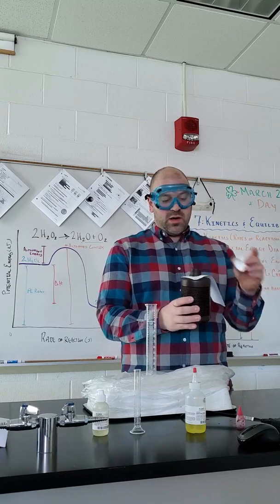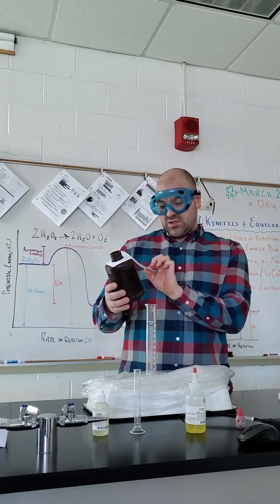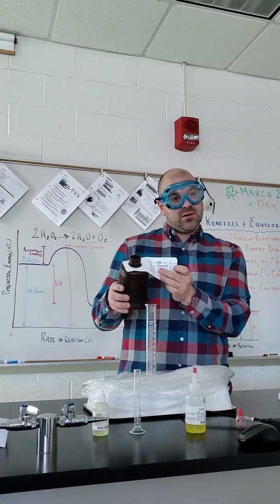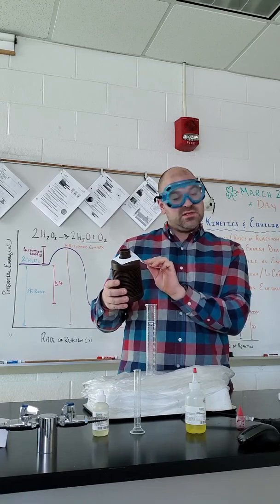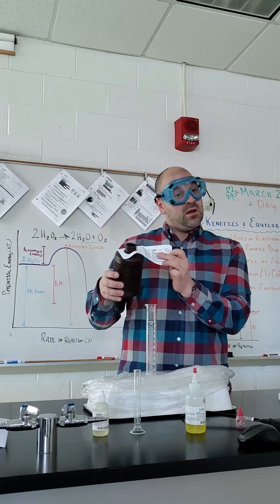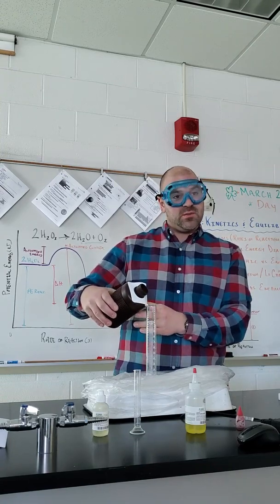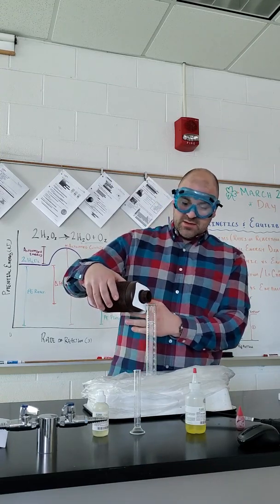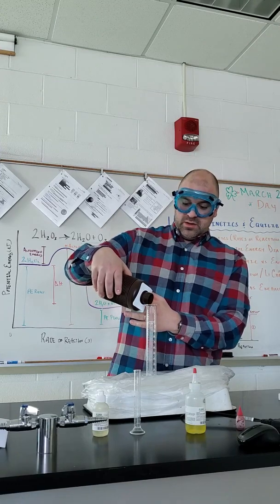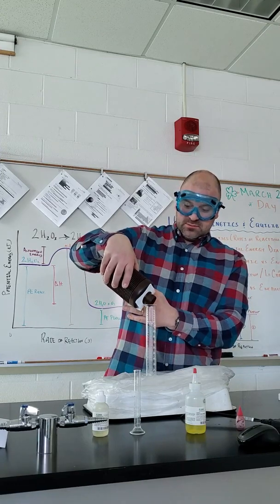I'm going to take 20 milliliters of hydrogen peroxide, H2O2. It says on here it's 30% of the solution. What's that mean? 30% is hydrogen peroxide. The other 70% is going to be water. So I'm going to take roughly 20 milliliters.